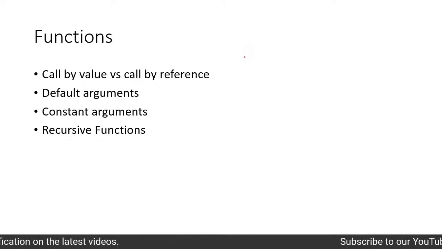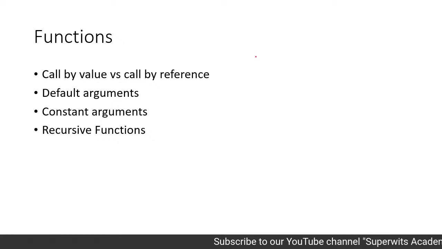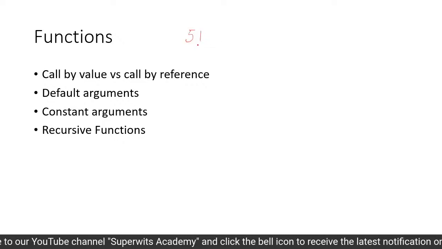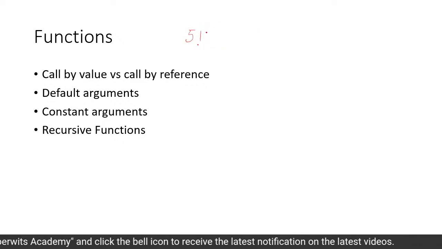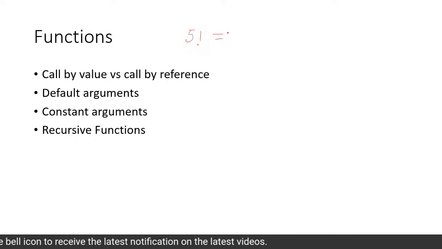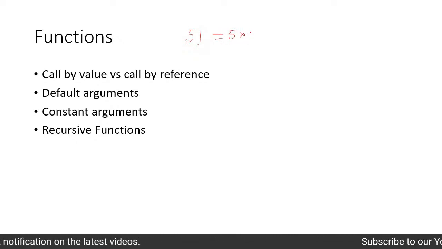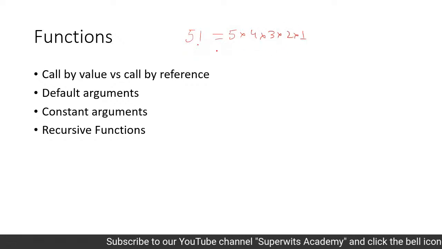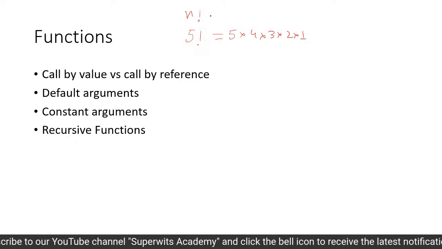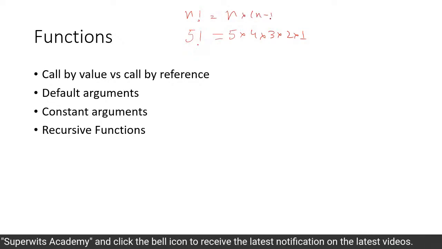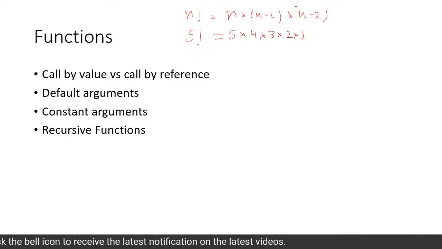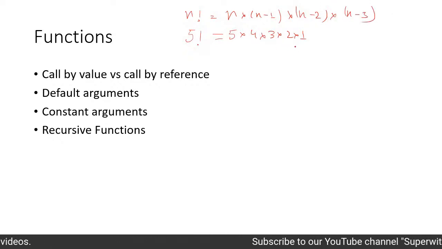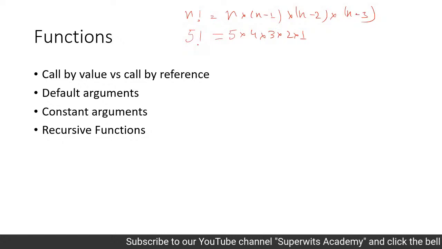Even though I've written a program on factorial, I'm going to take the same example. If I wanted to calculate 5 factorial, the mathematical calculation says 5 into 4 into 3 into 2 into 1. This is what we have. But if we take it as n factorial, the notation will be n into n minus 1 into n minus 2 into n minus 3 and so on, till the time n is greater than 1.